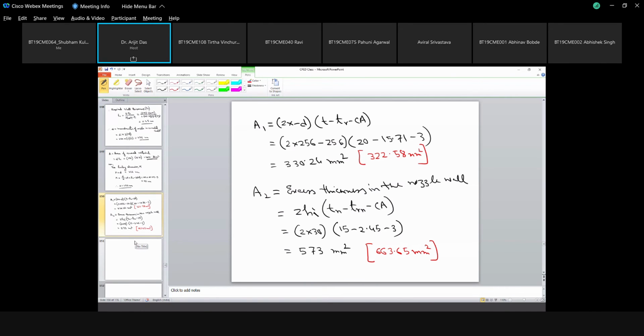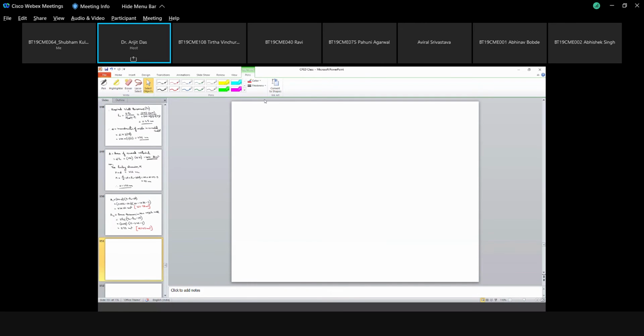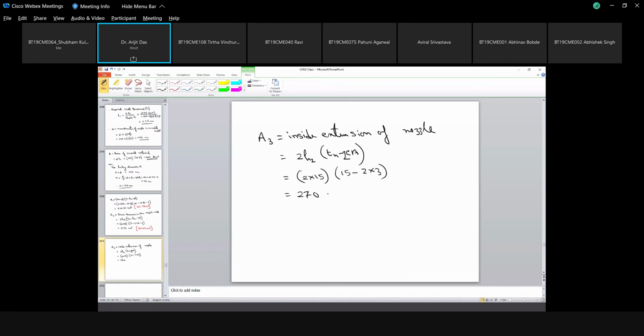Now A3. A3 is the inside extension of the nozzle. So A3 will be the inside extension of nozzle, that is equal to 2H2 into (Tn minus 2Ca), that is 2 into 15, 15 minus 2 into 3, equal to 270 millimeter square.